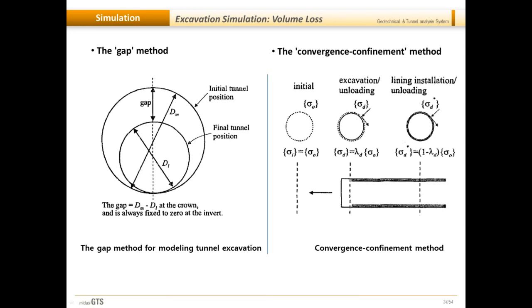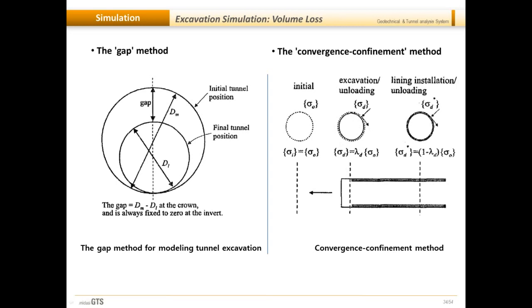Then the next approach is the convergence confinement method. Now in this, we don't induce a void per se. What we do is, due to the excavation, there will be loss in the stresses, there will be unloading. So what we do is we activate the lining at the given location, and then we apply a factor called lambda here, and this value of lambda goes from 0 to 1. So we start from 0, and at a prescribed value, let's say lambda d, we activate the lining.